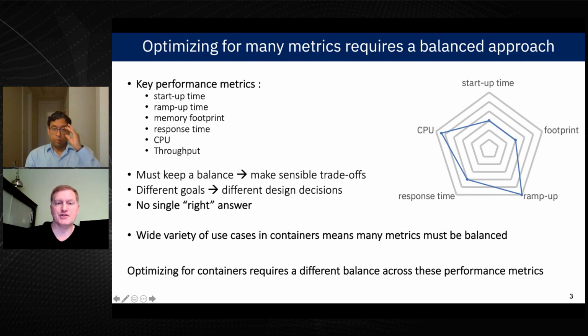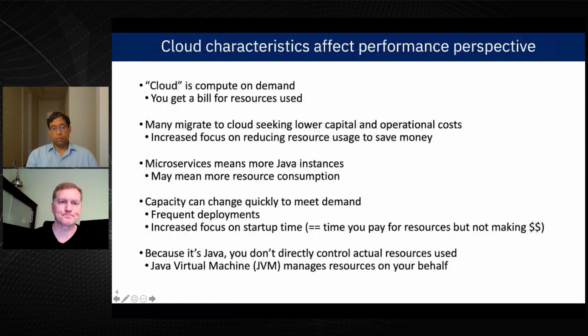And this matters really in the JVM, right? You have to make sensible trade-offs in how you design your JVM to be able to maintain a balance across all of these different metrics. Different applications are going to have different goals, and that drives different design decisions. But really, you have to take into account many, many different Java workloads in the JVM. And there's no single right answer. There's lots of use cases here, and it requires a balance. And I'm going to make the statement that optimizing for containers requires a different balance across these performance metrics. And let's talk a little bit more about where that comes in.